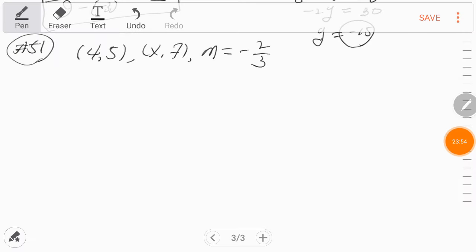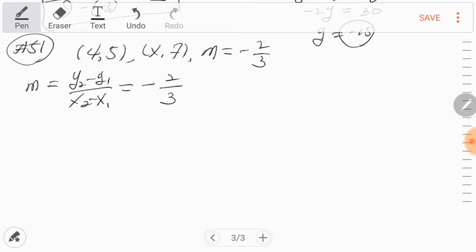Okay, let's do a similar example. This time we will find the x coordinate of the second point. The slope is given, so let's use the slope formula. The slope formula is y2 minus y1 over x2 minus x1. This slope is equal to negative 2 over 3. Plug in all these four numbers, 4, 5, 7, and x. So y2 minus y1 is 7 minus 5 over x2 minus x1, where x2 is the unknown variable x, so x minus 4. This is equal to negative 2 over 3.